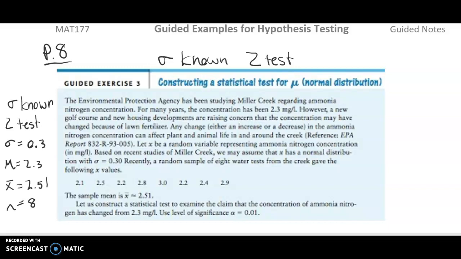You can see to the left of my problem, I've written the important information. This is a great habit to get into. We know that sigma is known, so we'll be using a z-test, and we'll be using our calculator skills for this. We have sigma is 0.3, mu is 2.3, x bar is 2.51, and n equals 8.